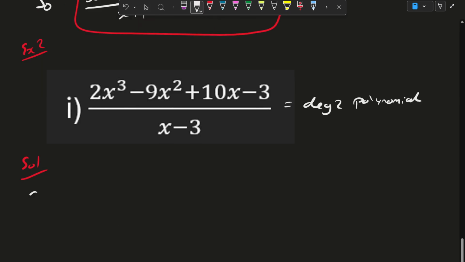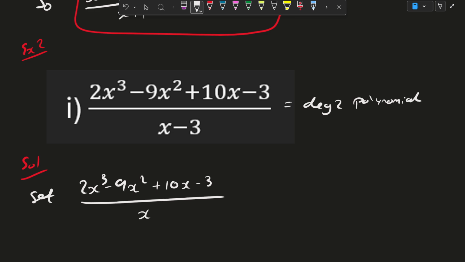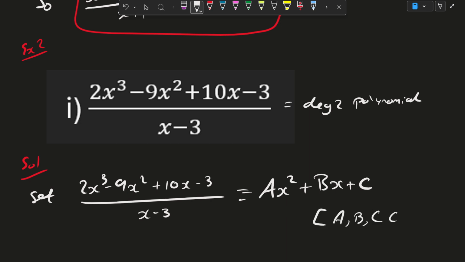So we can set (2x cubed take away 9x squared plus 10x minus 3) all over (x minus 3) as being equivalent to some generic quadratic, so ax squared plus bx plus c, where again, we'll note that a, b, and c are some real constants.